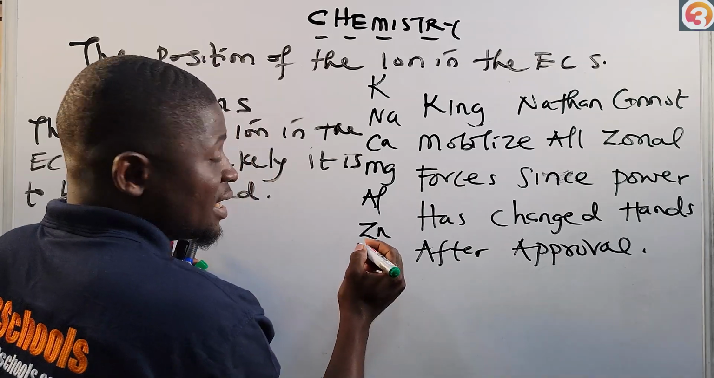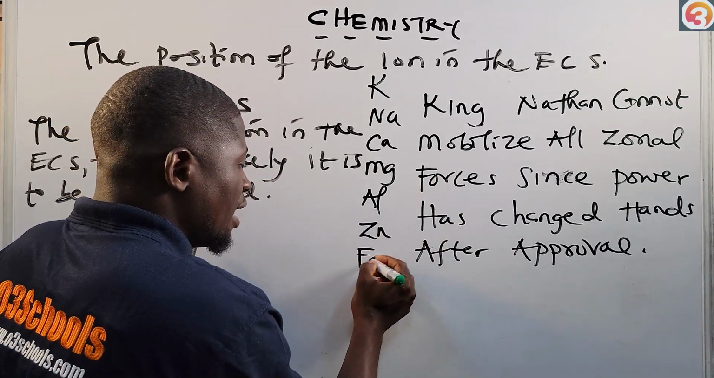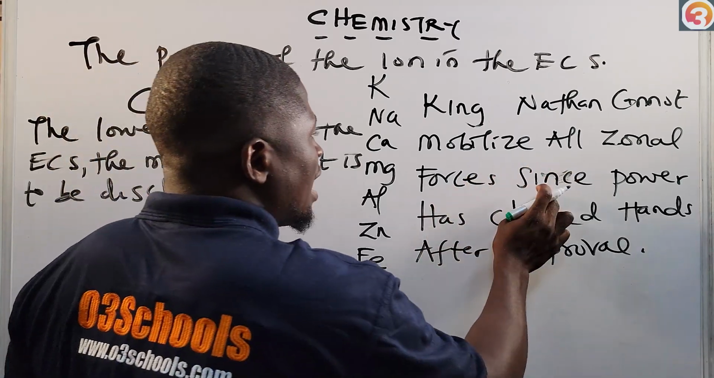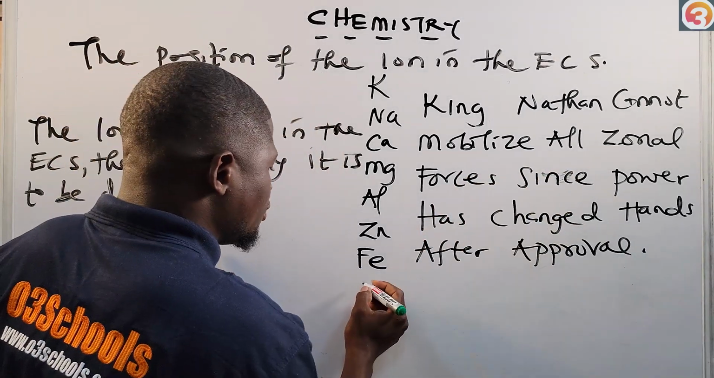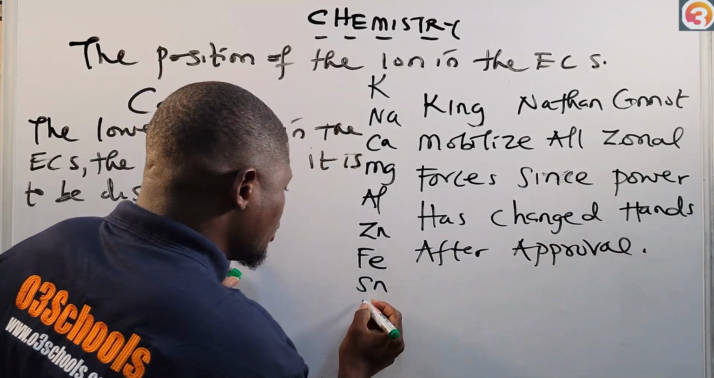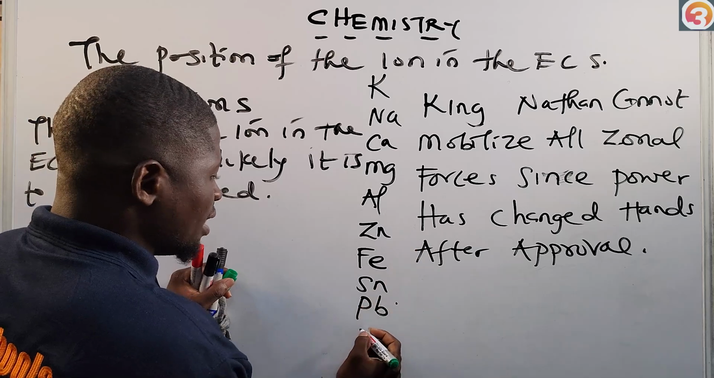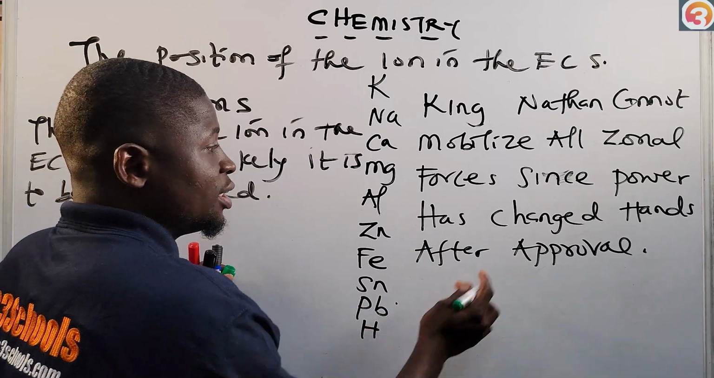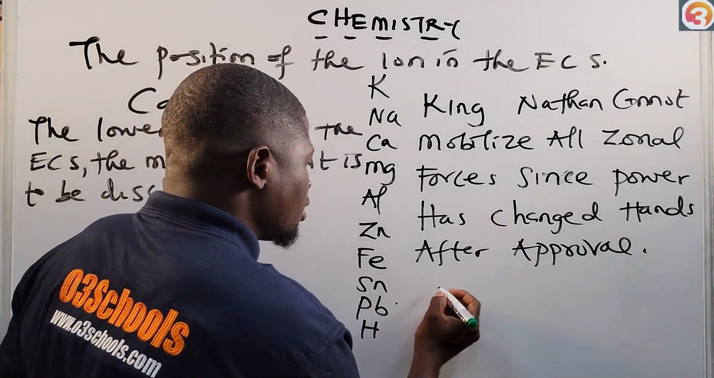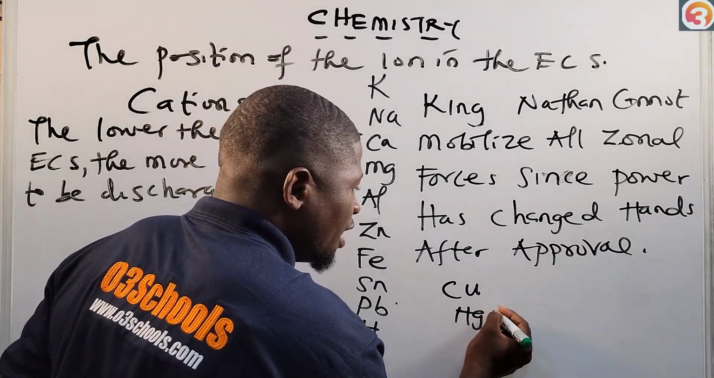Then you have forces, that is now? That is iron. Okay, Fe, that is iron. Then we have since, that is tin, Sn. Then we have P, from power, that is lead, Pb. Then we have has. From has, we have hydrogen. Then for changed is copper. Then for hands is mercury, Hg.